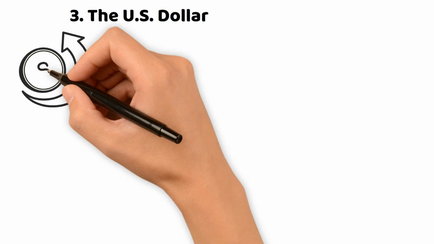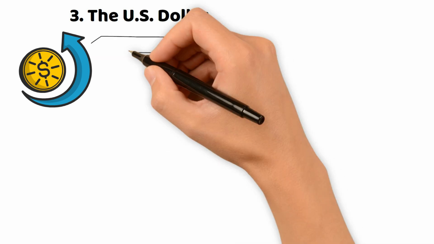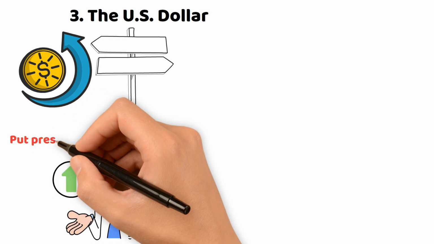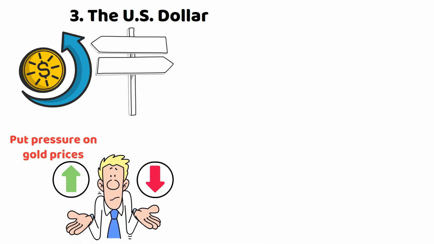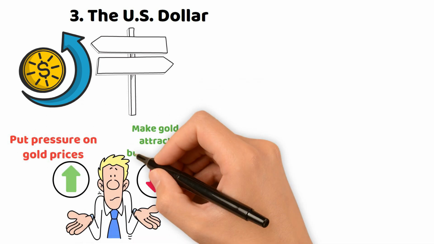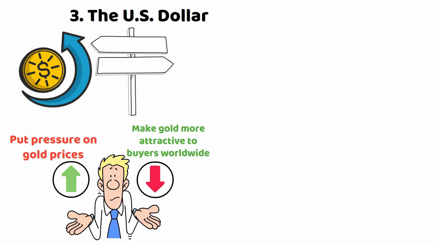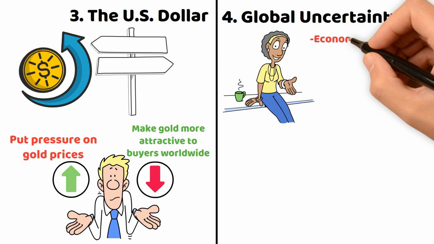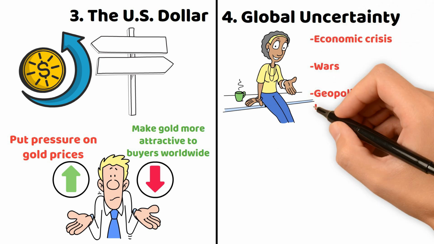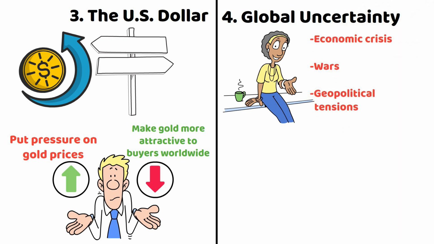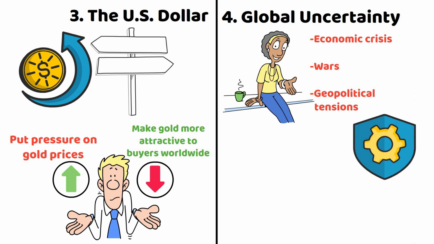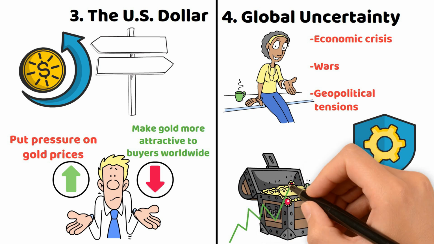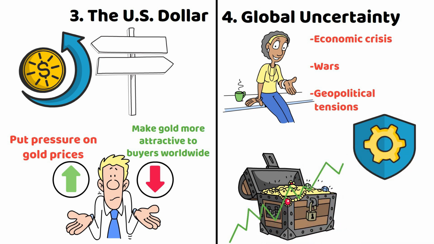Gold is priced in US dollars, so the two often move in opposite directions. A stronger dollar can put pressure on gold prices, while a weaker dollar can make gold more attractive to buyers worldwide. 4. Global uncertainty. During events like economic crises, wars, or geopolitical tensions, investors often seek safer assets. Gold has historically been one of those choices, which is why its price often rises during uncertain times.